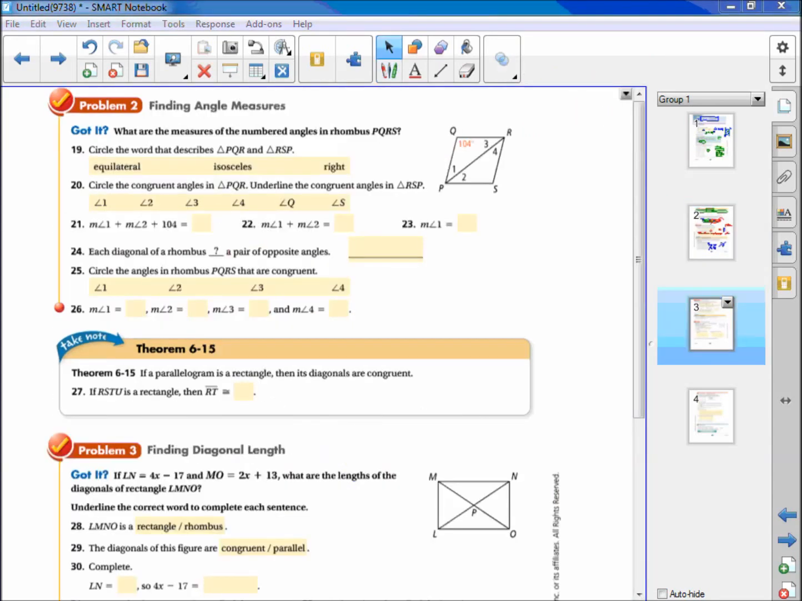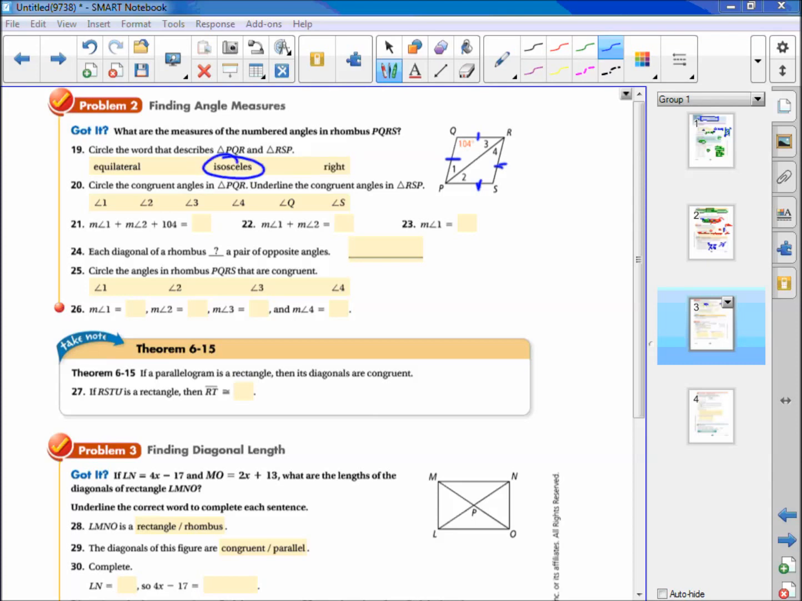Okay, on our third page, we have problem number 2, finding angle measures. What are the measures of the numbered angles in rhombus PQRS? So the numbered angles are 1, 2, 3, 4, and we want to find their measures. So circle the word that describes triangle PQR and triangle RSP. So this is a rhombus. That means all the sides are congruent. So if you look at those 2 triangles in there, each one of them has 2 sides the same. So they are isosceles triangles.